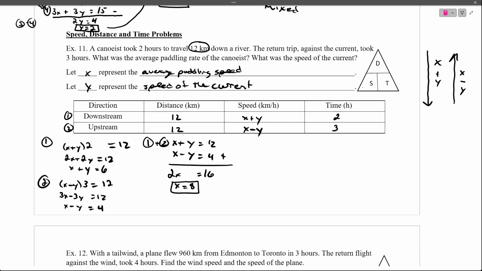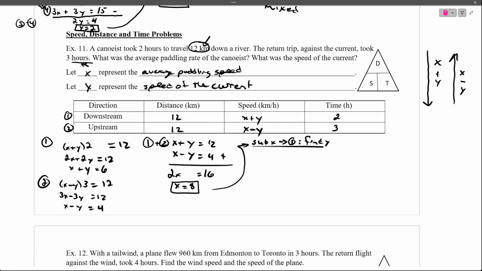What did we just find? We found x. So we just found the speed of the canoe. It's 8 kilometers per hour. Kilometers, we have our unit there, per hour. 8 kilometers per hour. Great. Now we need to find the speed of the current. So we're going to take this value, we're going to substitute it. Choose your favorite equation. I'm going to put it into equation number 1. So sub x into equation 1 and find y.